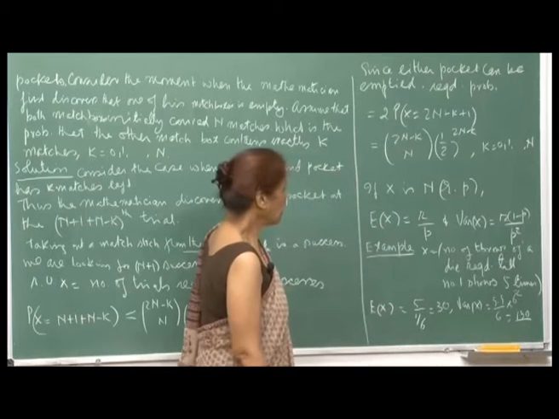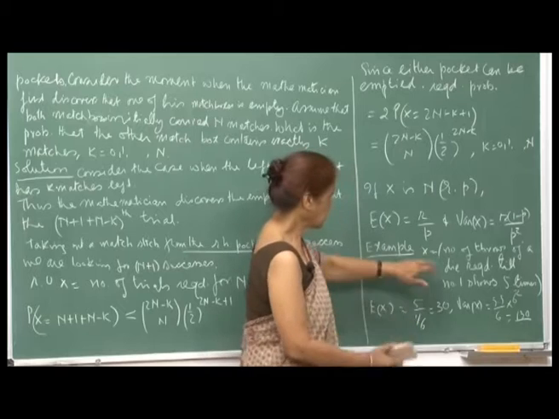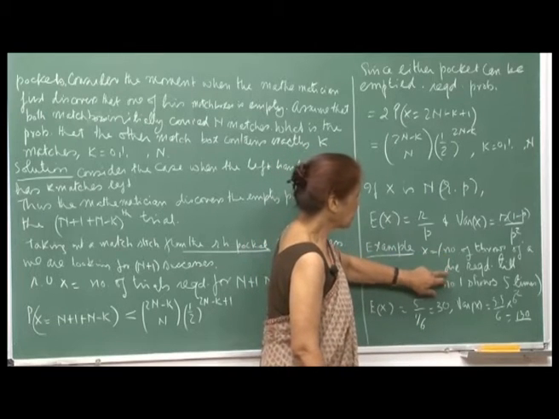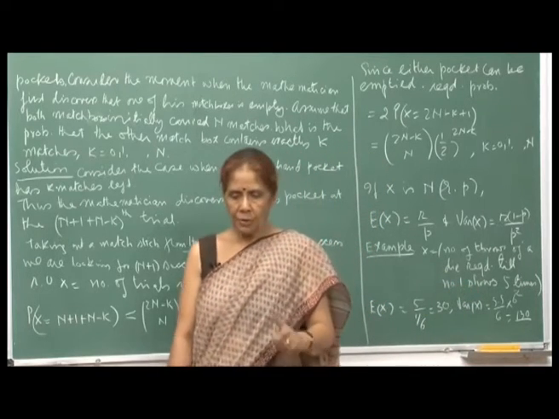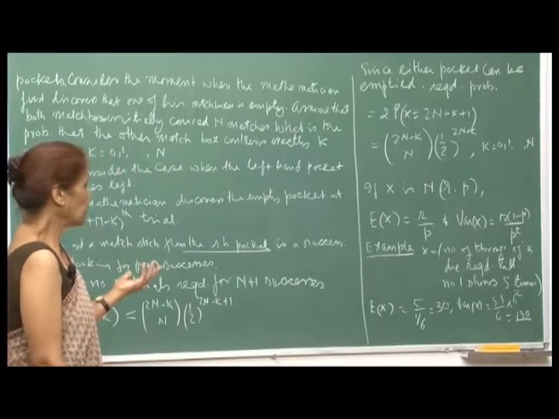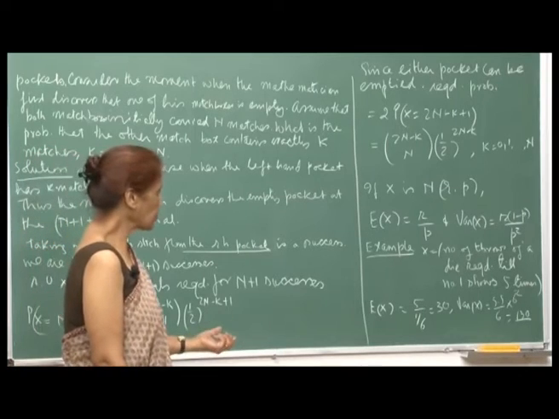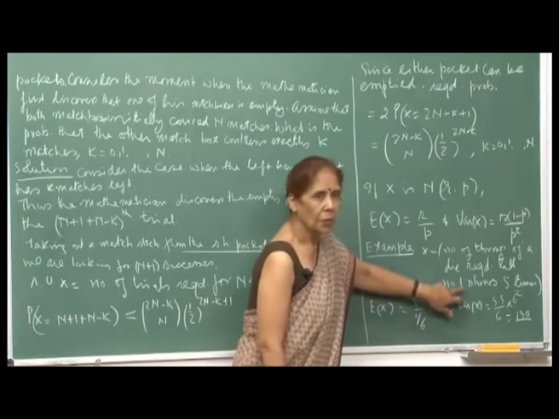For example, if you are throwing a die, X is the random variable equal to the number of throws of the die required till number 1 shows 5 times. So, r is 5 here, and because we are assuming a fair die, the probability of each number showing up is 1 by 6. So, the probability of number 1 showing up is 1 by 6.